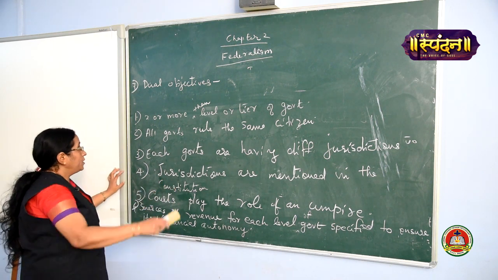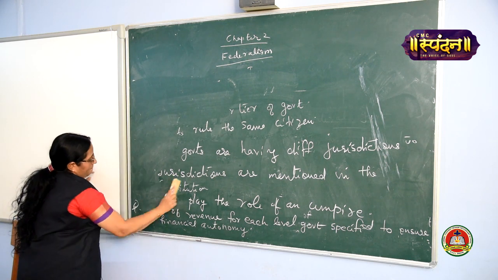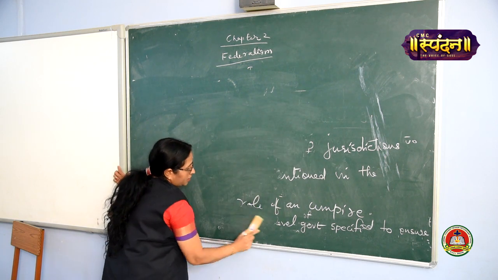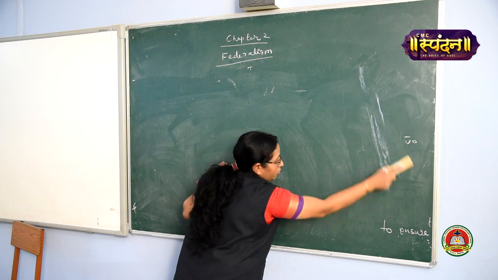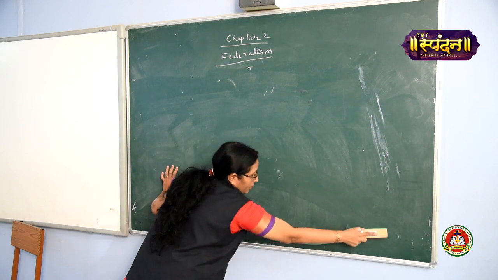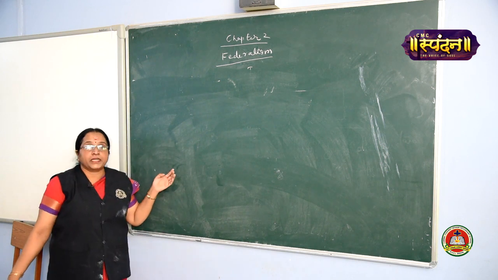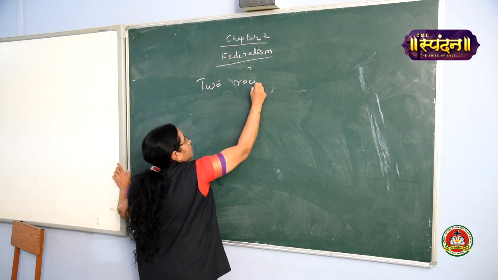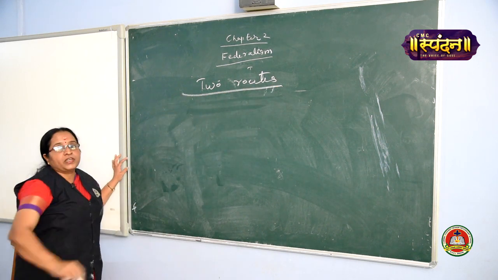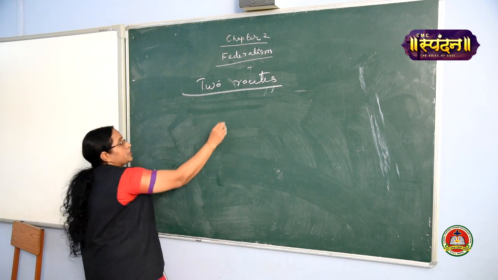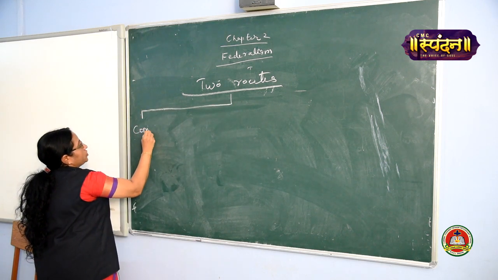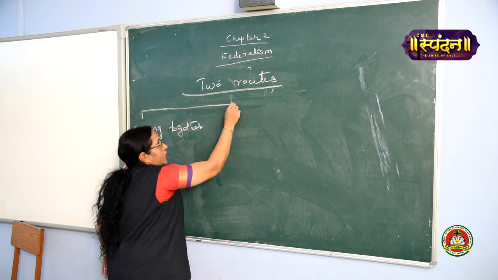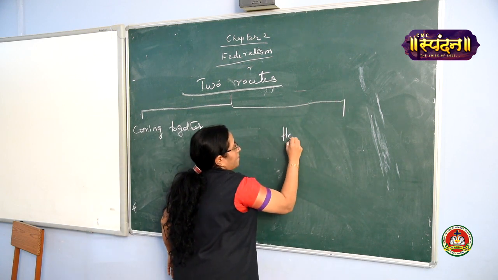Now let us go to the other topic. I hope the topics so far are very clear to you, and I hope you are enjoying it also. Now see, there are two routes through which federations can be formed. What are the two routes? The first route is coming together federation. Then the second is holding together.